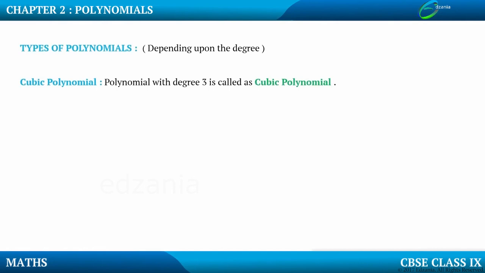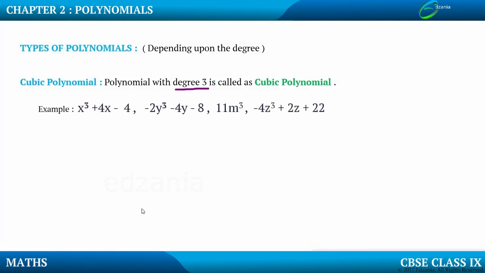So, we'll move to the next type, cubic polynomial. A polynomial with degree 3 is called a cubic polynomial. Again, a simple one. The highest power will be 3. Let us see how. Here are a few examples. So, this is the first example.